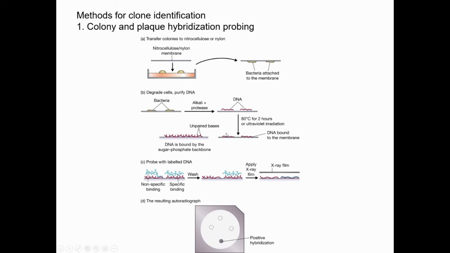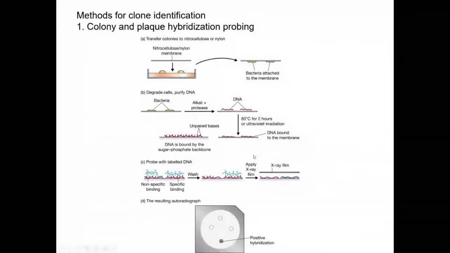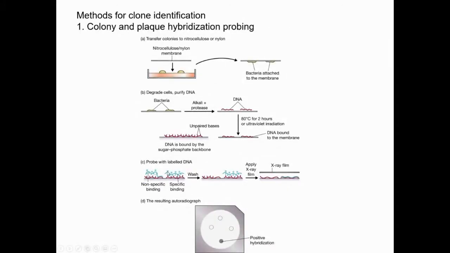Then, in order to identify the colony, you have to use the probe, which is single-stranded DNA that carries a signal. Because these are single-stranded DNA, you mix them with the probe, and the probe performs the hybridization. If it's a perfect match, they will form a stable hybridization. If it's not perfect, there will be unstable hybridization. This probe is a complementary sequence of the target gene, so it will find the specific colony that carries the target gene. After the wash, only the stable hybridization will stay.